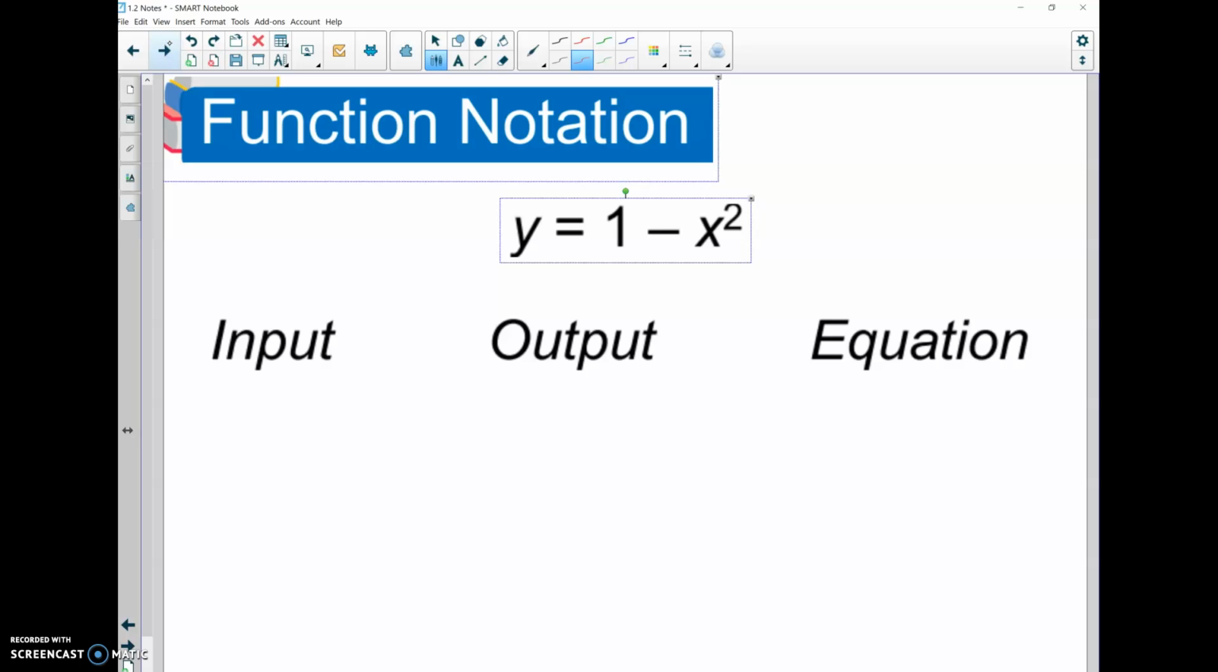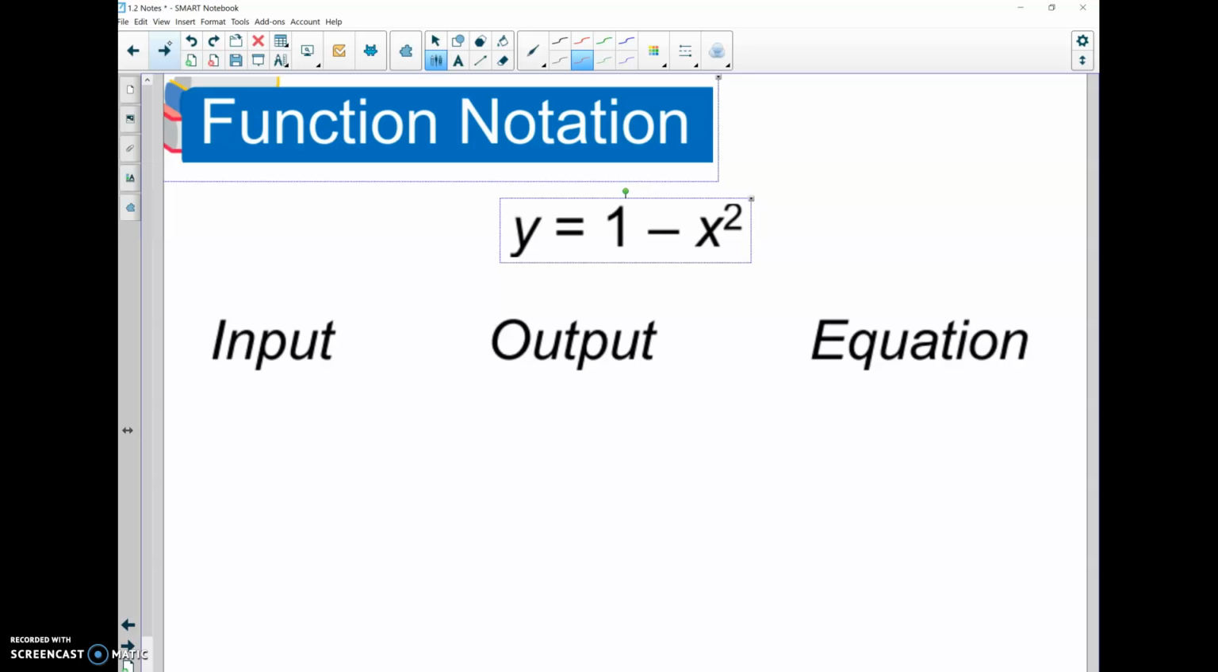Function notation. We have learned y equals. In our 1.1, we learned about lines, and we learned about slope-intercept form, y equals mx plus b. If we're ever graphing something on our calculator, it has y equals set in stone.